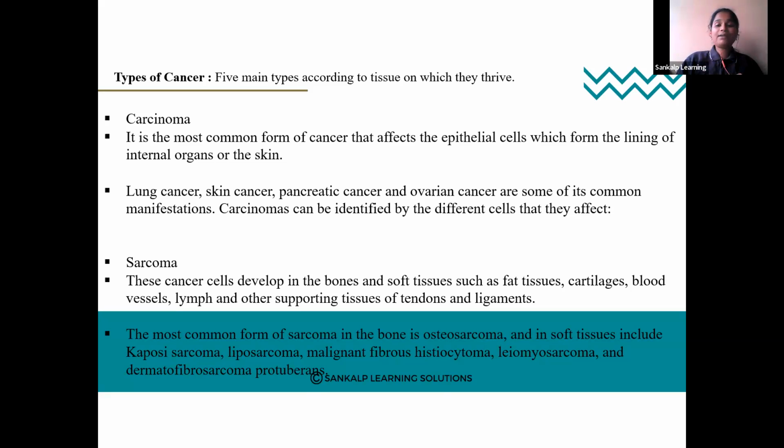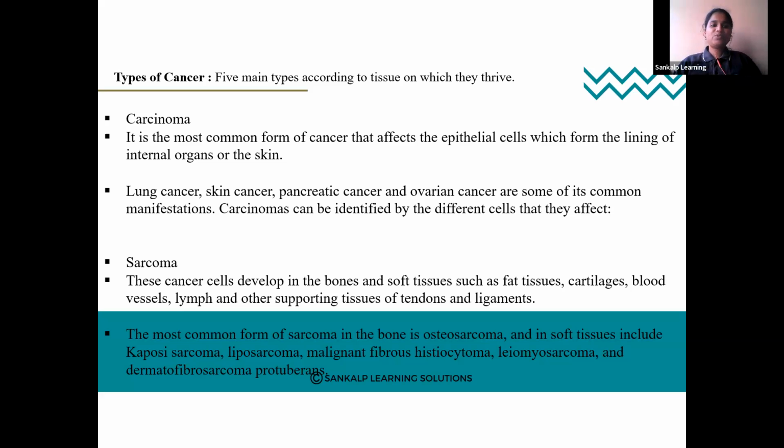When we come to sarcoma, these cancer cells develop in the bones and soft tissues such as fat tissue, cartilage, blood vessels, lymph, and other supporting tissues like tendons and ligaments. These usually affect the bones, and the most common form of sarcoma is bone, that is osteosarcoma. And in soft tissue, it includes Kaposi sarcoma, liposarcoma, malignant fibrous histiocytoma, leiomyosarcoma, and dermatofibrosarcoma protuberans.